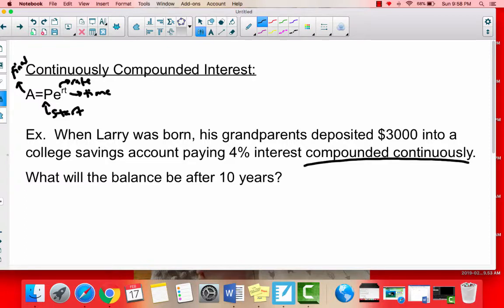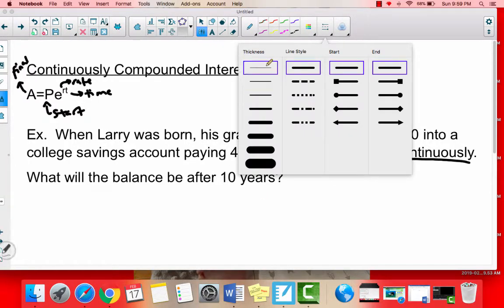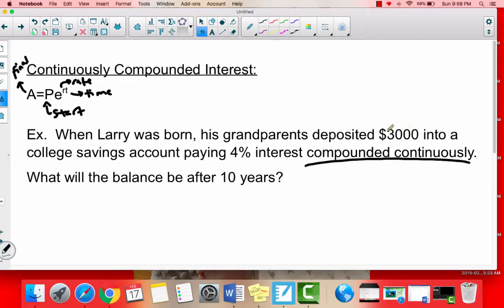So when I look at this problem here, I want to go ahead and identify all the parts that I'm given and then plug them in where we can. When we read this problem, the first number they give us is 3,000, and that's our P value, or our starting amount. The other number they give us is the 4%, that's your rate. And then here it says, what will the balance be after 10 years? So that's our time. So what we're looking for is our final amount after 10 years.